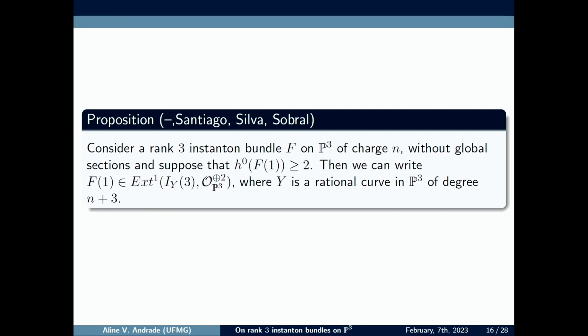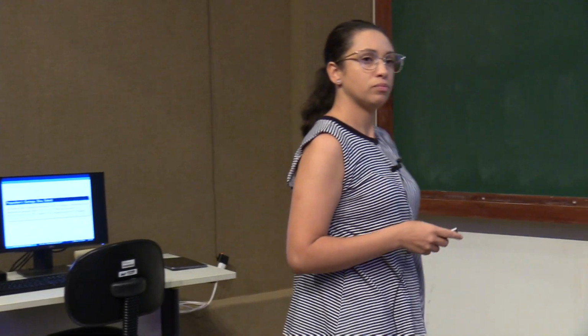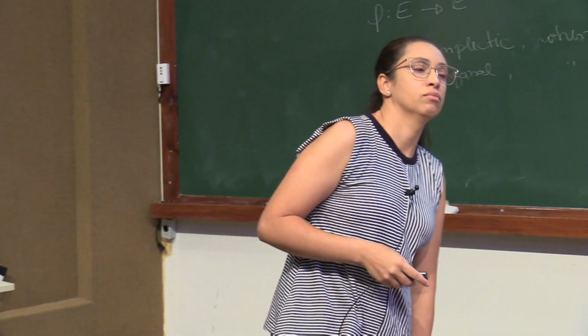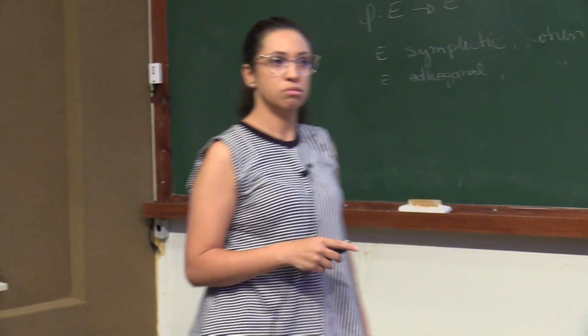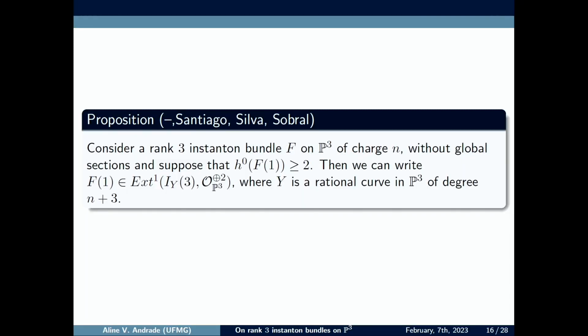This one is. So if you start with one, we can construct a curve and vice versa. So the corresponding curve in this case is rational? Yes, it's rational. Okay.